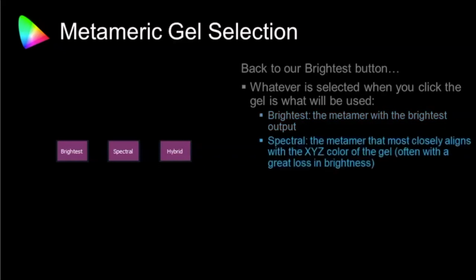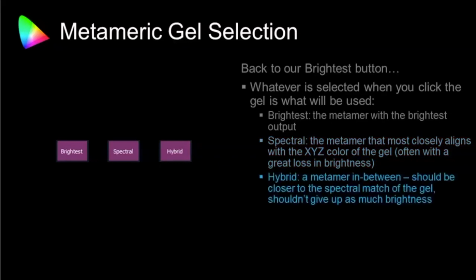So spectral is the opposite of that. It tries to match the XYZ color of that gel with your emitters, right? But oftentimes, because of how notchy those gels are and the properties of additive color systems, you oftentimes lose a great amount of your brightness in that. I know there have been some improvements in the color system over the years to try and lessen that, but it is something that we do have to deal with just by the physical nature of LED systems.